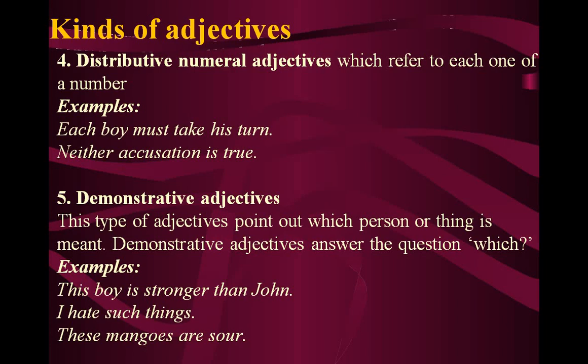The next one is distributive numeral adjectives. It refers to each one of a number. It is not about the number of members in a group. It is about referring to each one member in a group. Like, suppose in my class there are 36 students, so I would say this is a special homework and I want each one of you to complete it by Monday itself. So I am referring to each one here. Okay, I'm not counting the numbers here, I'm talking to each one.